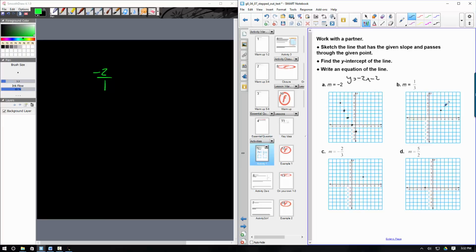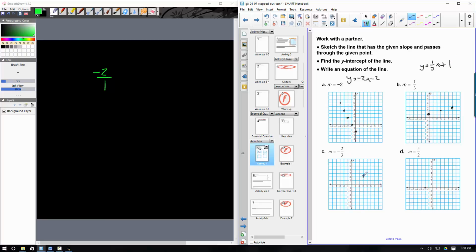This one here is at 1/3, right? So if I go up 1 and over 1, 2, 3, I'm over here, but I'm getting further away from my y-axis. So I'm going to go down 1 over 1, 2, 3. And this one is y equals 1/3 x plus 1.